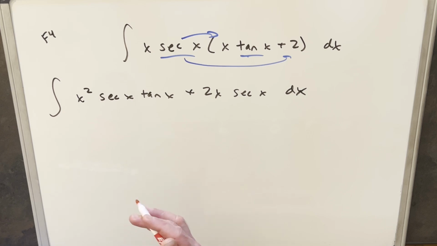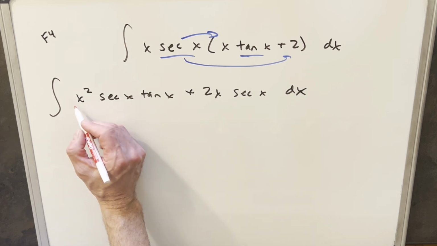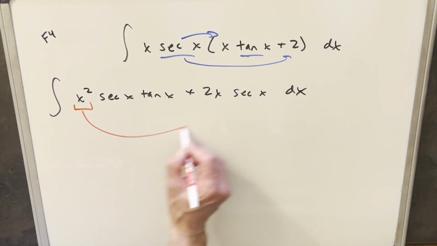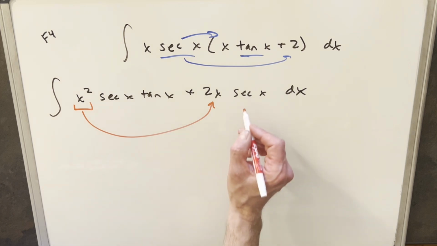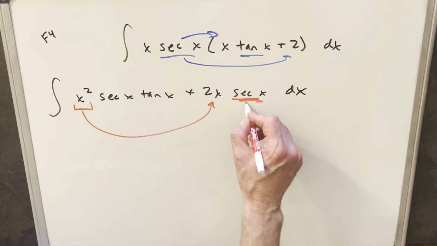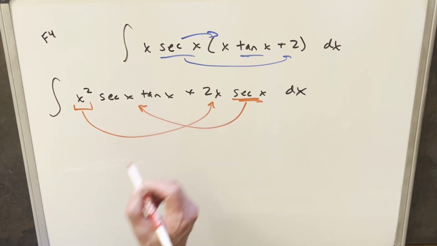But now immediately I think this is starting to make more sense in this form, because if you look at x squared, the derivative of that is going to be just 2x. And if you look at secant x, the derivative of that is secant x tan x. So what we really have here is the product rule.